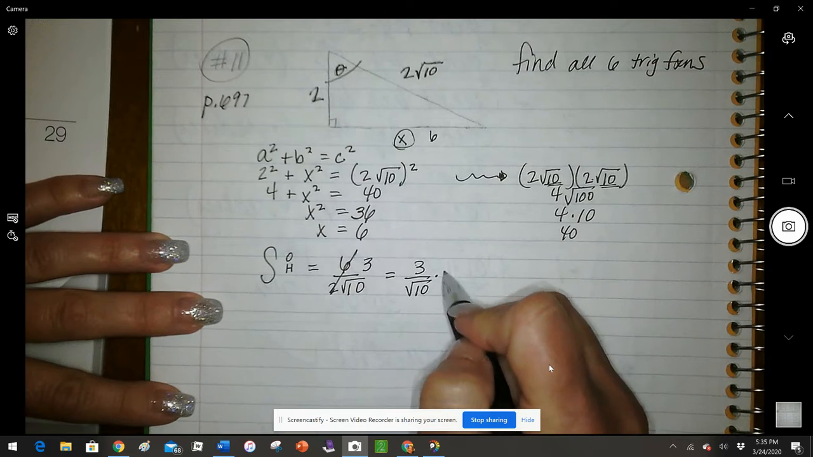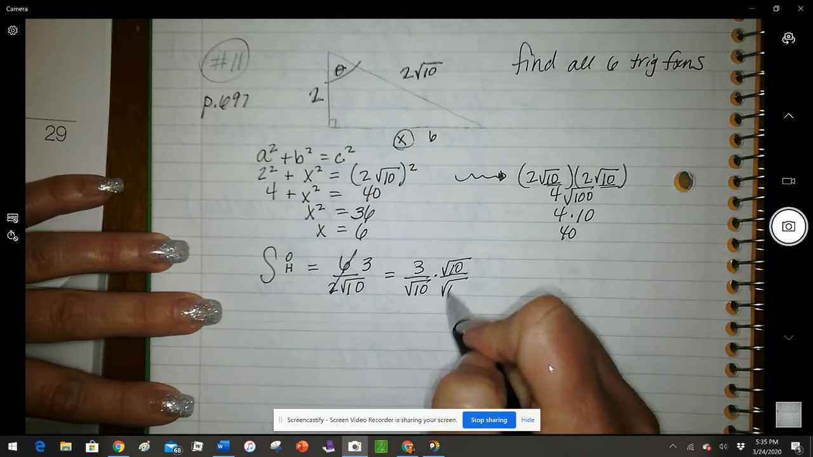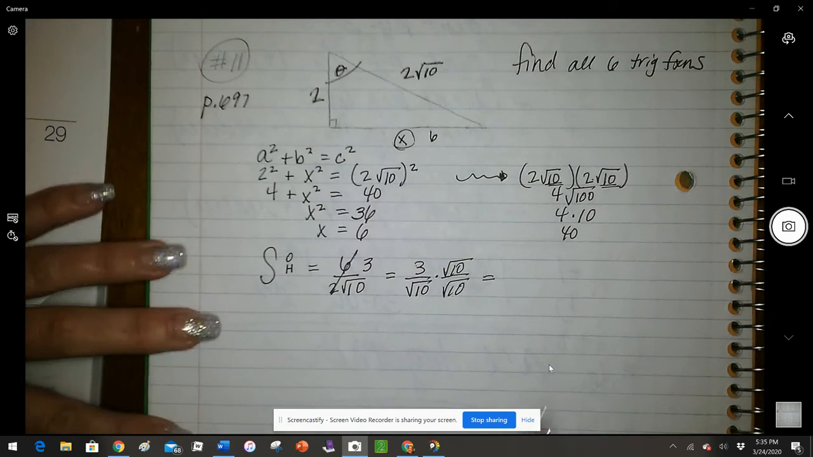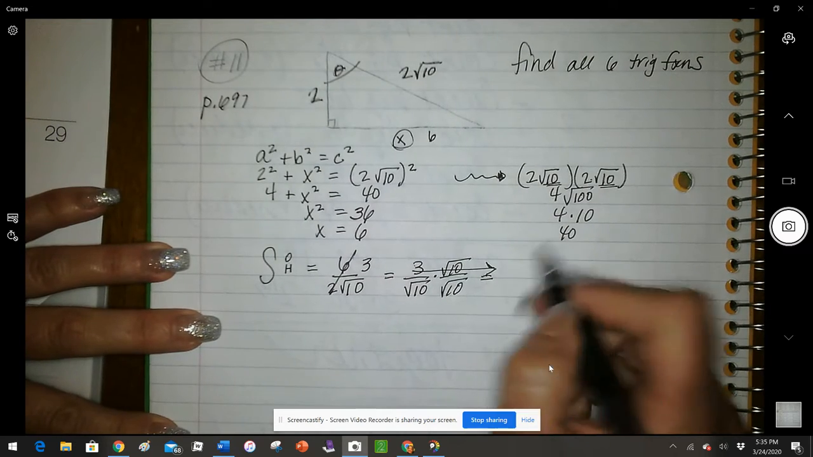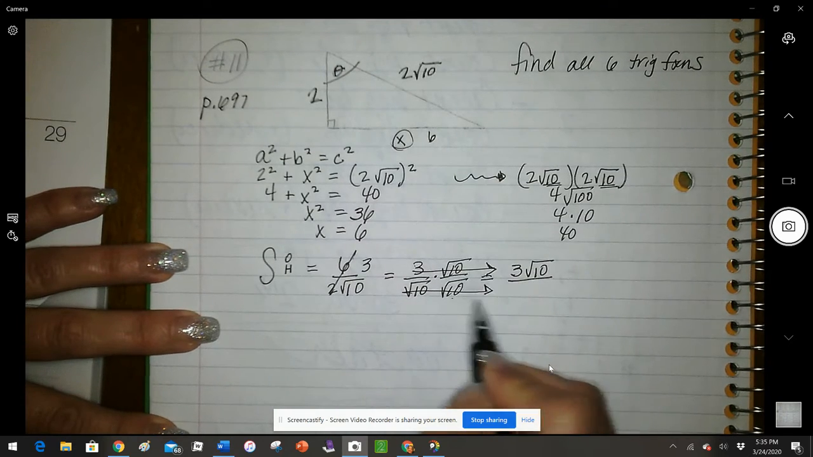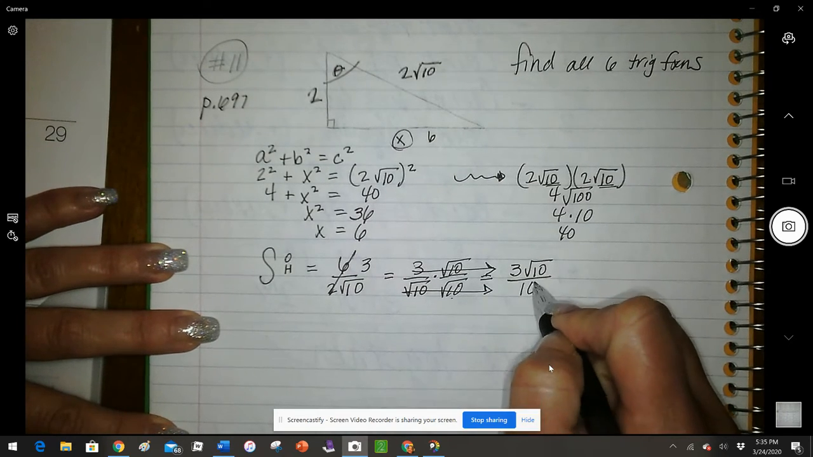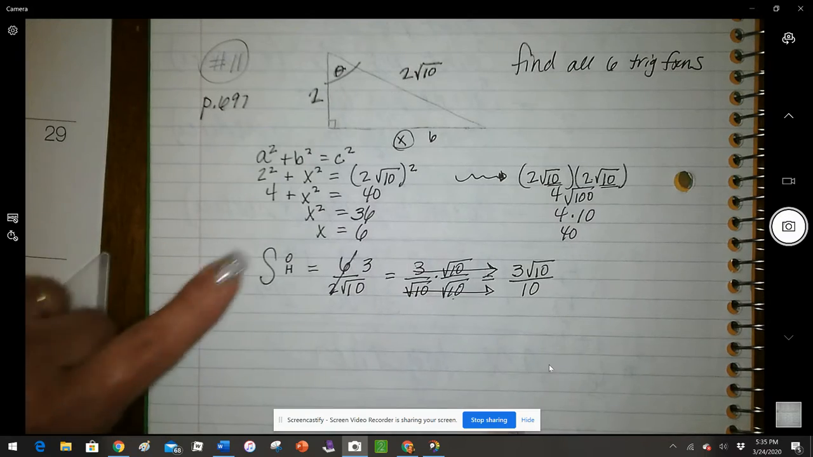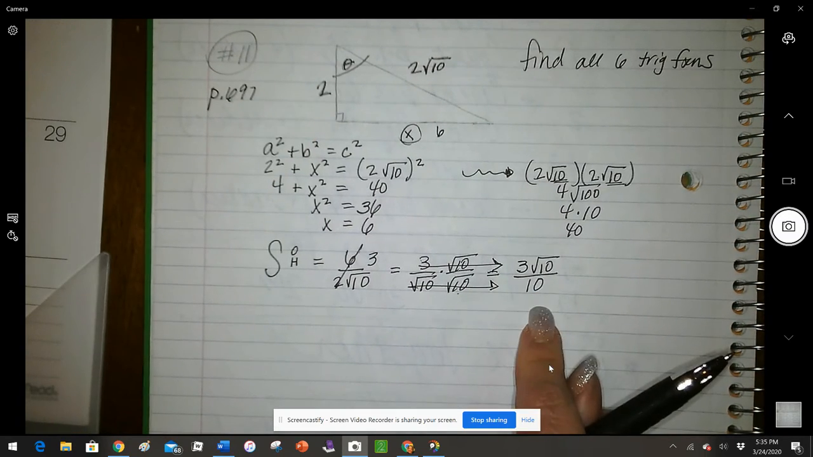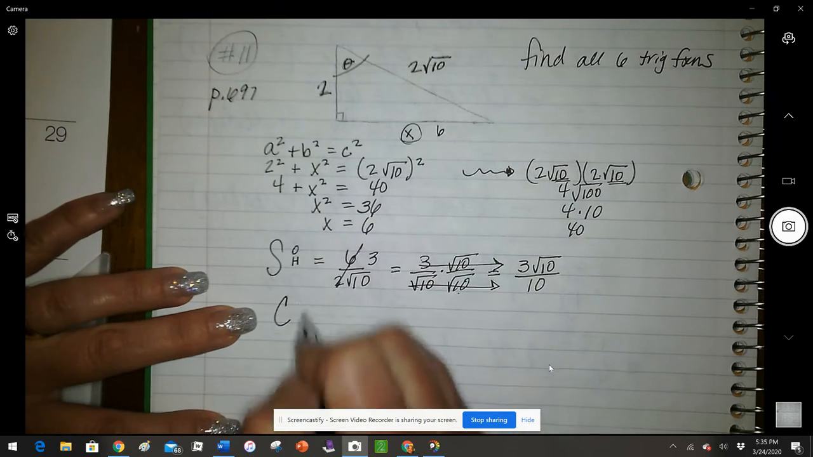So you're going to multiply by root 10 over root 10. So you're reviewing a whole lot when you're going through these problems, which is part of the reason why we did it again today. Okay, so you're going to end up with 3 root 10. The square root of 10 times the square root of 10 is the square root of 100, which is 10. Okay, so the sine of this angle ends up being 3 root 10 over 10. Okay, let's do the cosine.